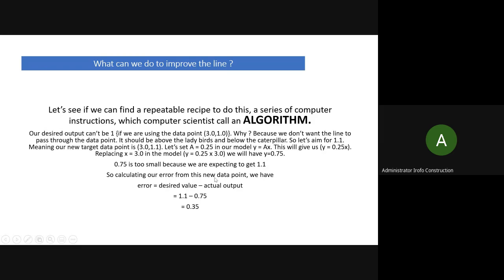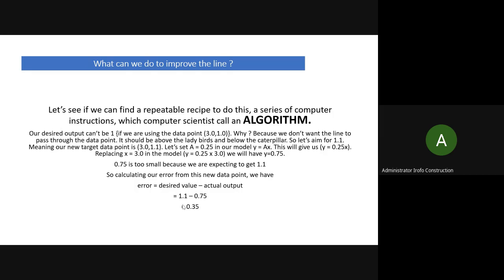So calculating our error from this new data point, we have error is equal to our desired value minus, because we know that error is equal to our truth value minus our actual output. So 1.1 minus 0.5 is going to give us 0.35. So this is our error. And when we're doing the predicting, if you can remember, we say that the parameter that we want to improve is in a way related to our error, or that error helps us to improve our parameter.